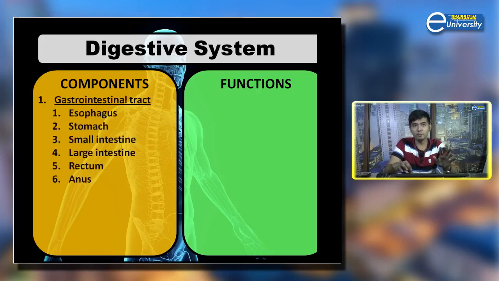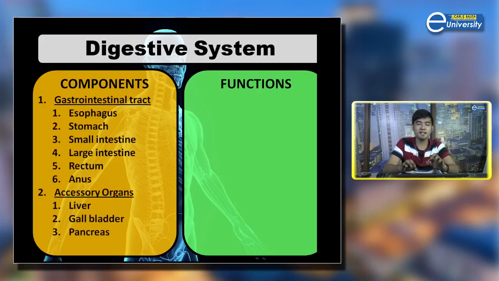So what are the components of the digestive system? We have the gastrointestinal tract and the accessory organs. The gastrointestinal tract is made up of the esophagus, stomach, small intestine, large intestine, rectum, and anus. While the accessory organs are made up of the liver, gallbladder, and the pancreas.